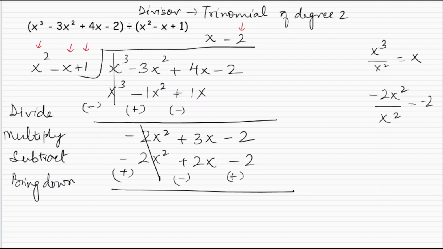Minus 2x square plus 2x square cancel. Plus 3 minus 2 is plus 1x, means just x. Minus 2 plus 2 cancel. This is my remainder. Why is this my remainder? What is the degree here? 1. What is the degree of the divisor? 2. When the degree of the remainder is less than the degree of the divisor, we stop the division because this is our remainder. So my quotient is x minus 2 and my remainder is x.